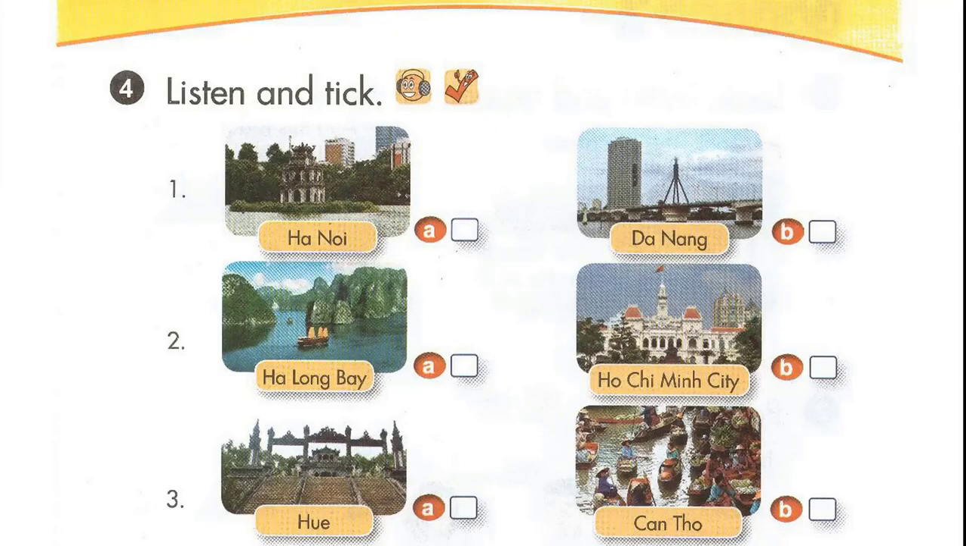Page 65. Lesson 1. Activity 4. Listen and tick. 1. Let's play a city game. Okay. Look, this city is in North Vietnam. What's its name? 2. Now it's my turn. This city is in South Vietnam. What's its name? 3. Now it's my turn. This city is in Central Vietnam. What's its name?